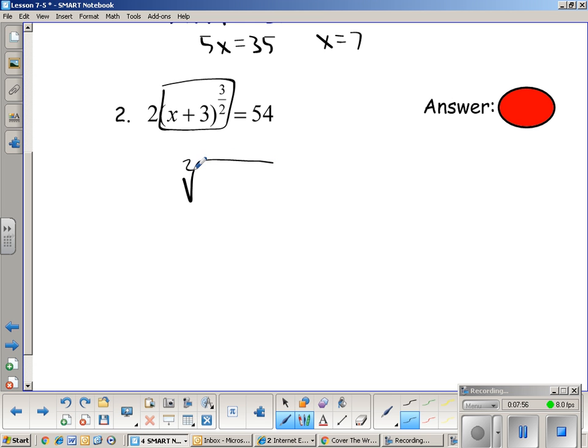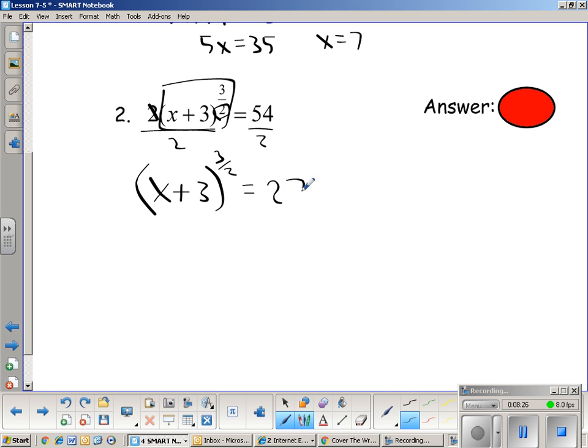The denominator is the index, so the square root of x plus 3, cubed. If I want, I can rewrite it that way. If that makes more sense for you, you can, but I'm not going to. So the first thing we're going to do is divide by 2 to get rid of this. And so we get x plus 3 to the 3 halves equals 27.